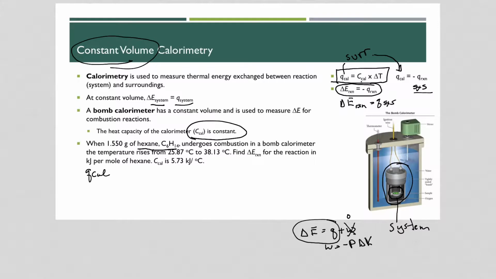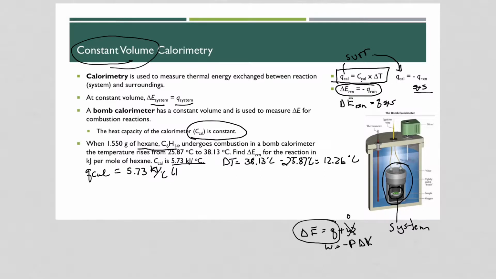So we need to know the specific heat of the calorimeter, which is given here. Okay. 5.73 kilojoules. Notice the units per degree Celsius. Now, what's my delta T? So my delta T, right, is my final, 38.13 degrees Celsius minus 25.87 degrees Celsius equals 12.26 degrees Celsius, positive, right?